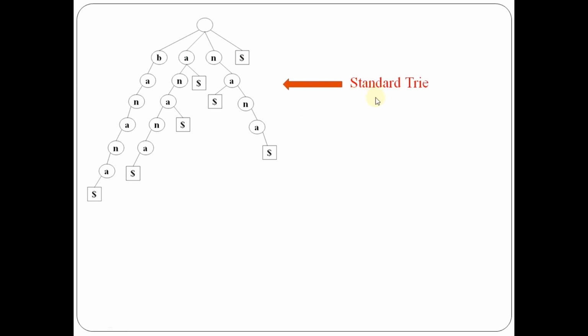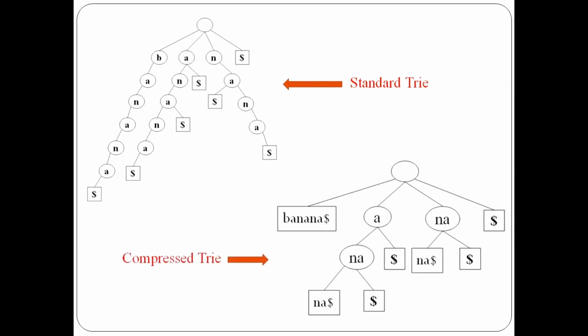We have to convert the standard trie into a compressed trie. The standard trie is converted into a compressed trie by identifying the redundant chains, and we compress those redundant chains so that the standard trie is converted into a compressed trie. So this is the compressed version of this standard trie. How to convert a standard trie into a compressed trie? The link is available in the description.